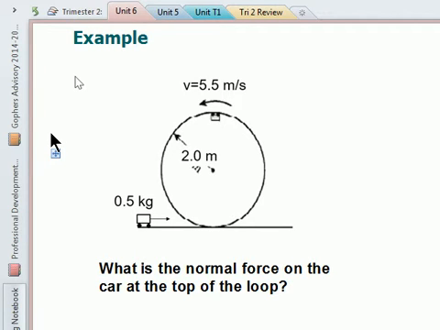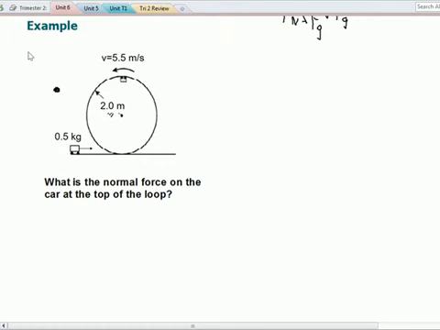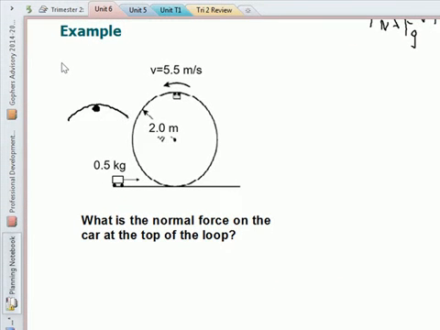What I want to do is draw a free body diagram at the top. Actually, that's not going to work, I just don't have enough room. So let's draw the free body diagram of the car on the top of the loop over here. I'm just going to use a single dot. We have gravity always pointing down, and we also have normal force pointing downward, since we are inside the loop. And finally, our centripetal acceleration is also pointing downward. So all of these things are pointing down.